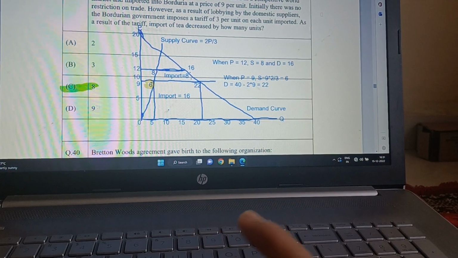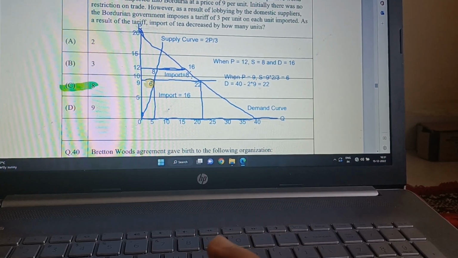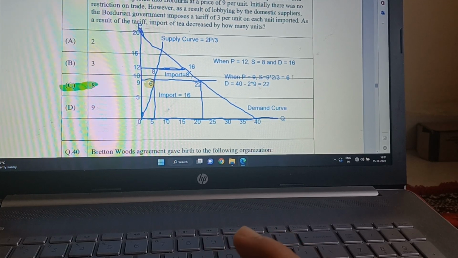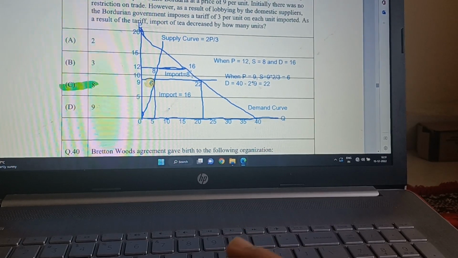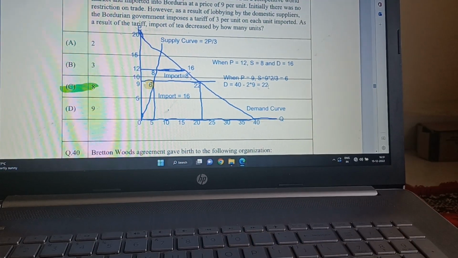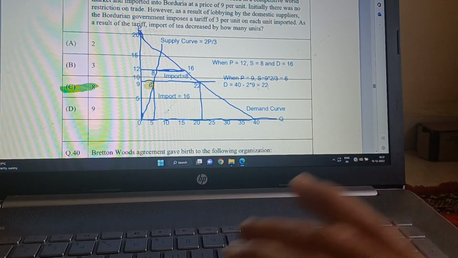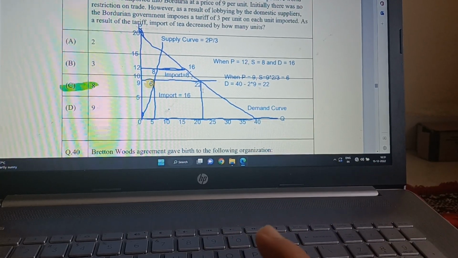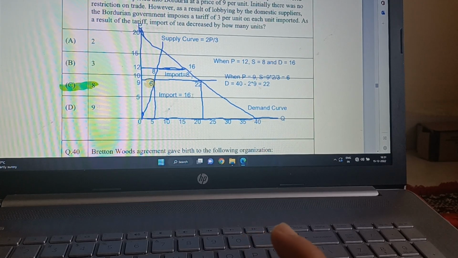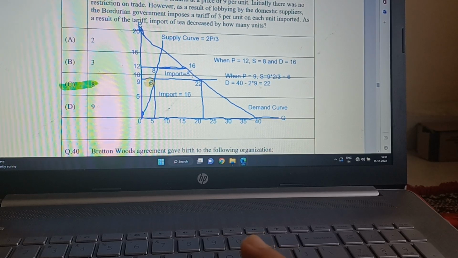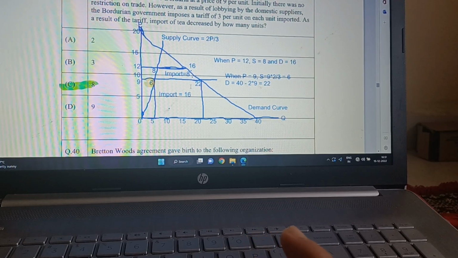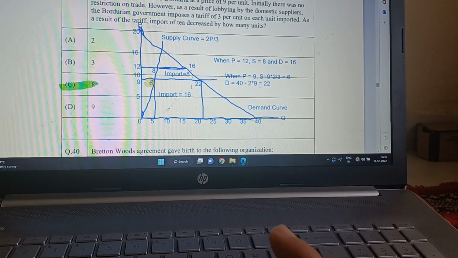Demand. So demand has the equation D is equal to 40 minus 2P. When P is equal to 9, supply is 6, and D is equal to 40 minus 2 times 9, so that becomes 22. So 22 is the demand and 6 is the supply when price is 9. So the import quantity is 16, because 22 minus 6. 6 is domestically produced and 16 items are imported. Now after lobbying, what happens?